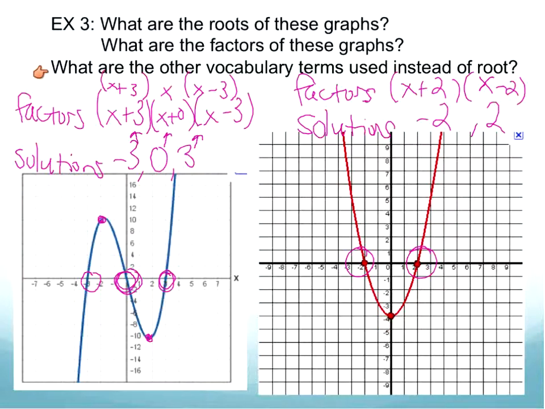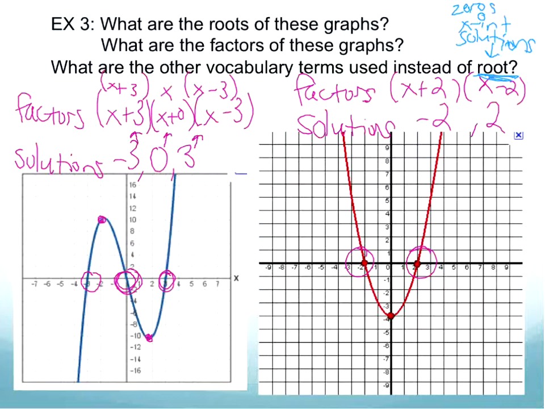So let's kind of go over my third question now. What are other vocabulary words used instead of root? So on a test, I could ask you, find the root. What's the other ways that I could phrase the word root? There's like 4 of them. Somebody give me one. X-intercept? Good. X-intercept is one. How else could I say it instead of saying find the root? Solution. Good job. Find the solutions of the graph. Any more? I can think of one more. Find the zeros.